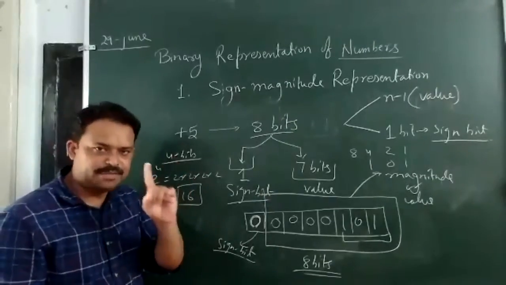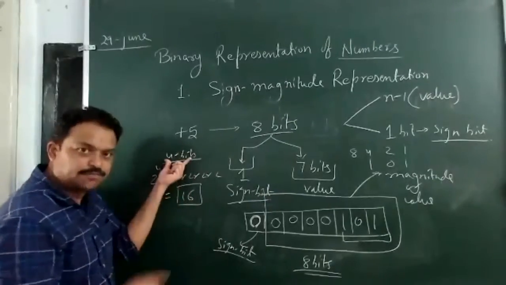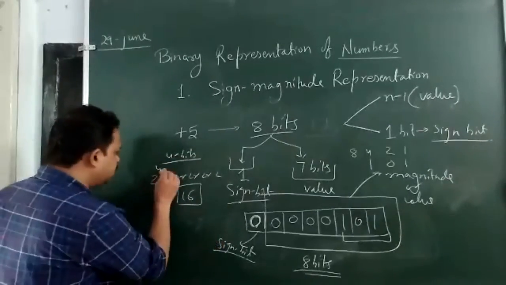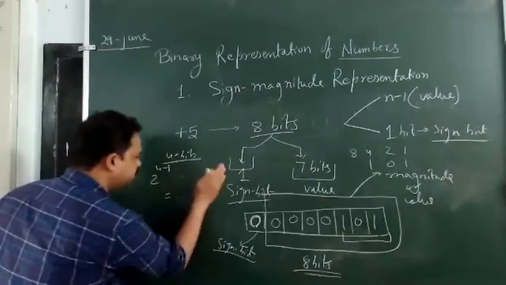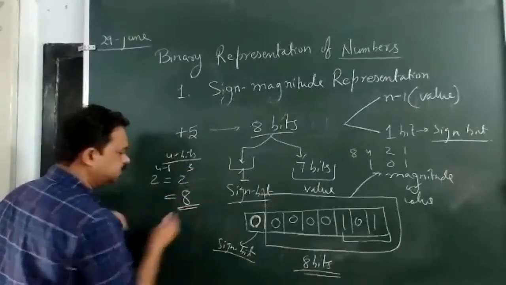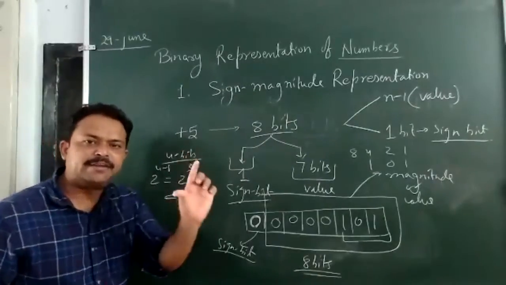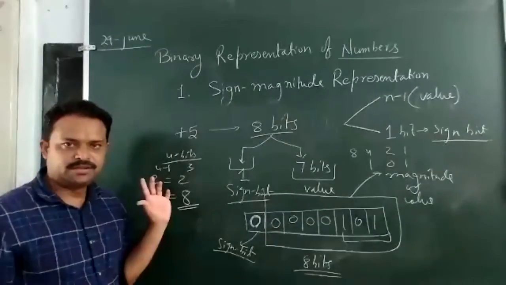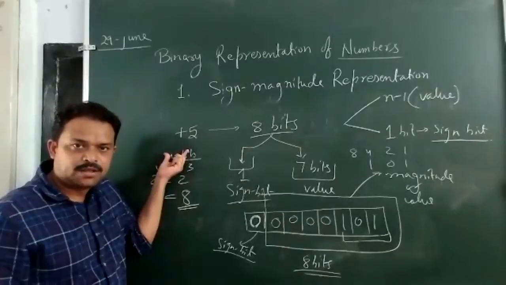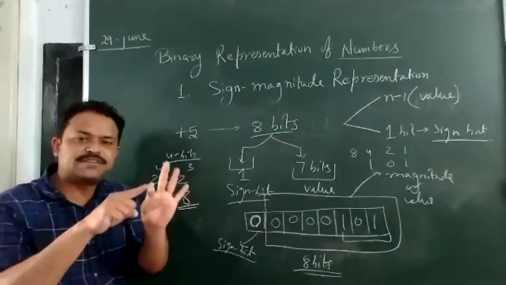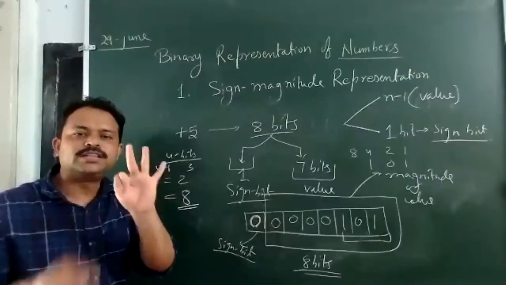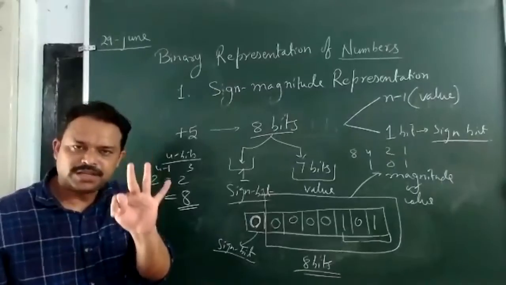Not even 16, this is a mistake we often make. 4 bits it is, but 1 bit is reserved for the sign bit. So altogether 4 minus 1. So how much value can I represent? 2 raised to power 3 means 8. Maximum 8 I can represent using 4 bits. Out of 4 bits, one bit is reserved for the sign bit. It means that you are going to use only 3 bits.